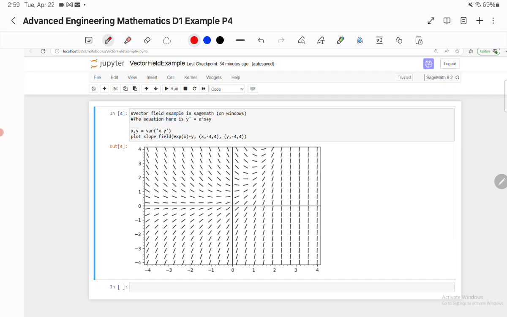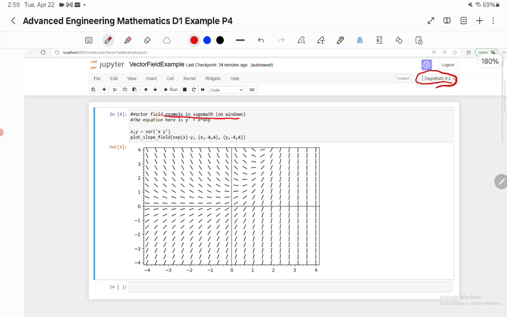So here we have a slope field, in this case done in Sage Math. If I circle this here, this is done on Windows in Sage Math, and it's basically very simple to learn. Coding is just like Python. And the differential equation here is y prime equal to e to the x plus y.